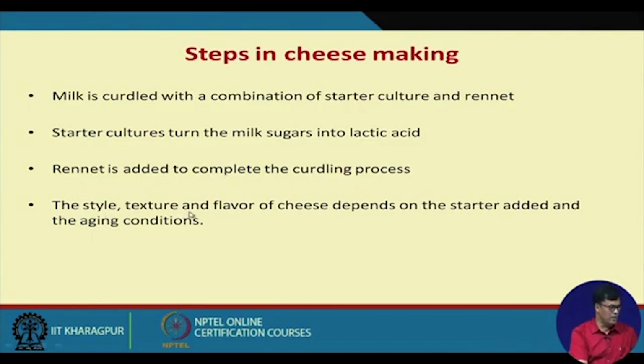Now, the style, texture and flavor of the cheese depend on the starter added and the aging conditions, because I already mentioned there are more than 500 different varieties of cheese, and they have different structure, different texture and different flavor. Some cheese we can take directly as food, some cheese is used as a spread, and pizza, which we take in day-to-day life and is quite a favorite dish for children, is largely made with cheese.